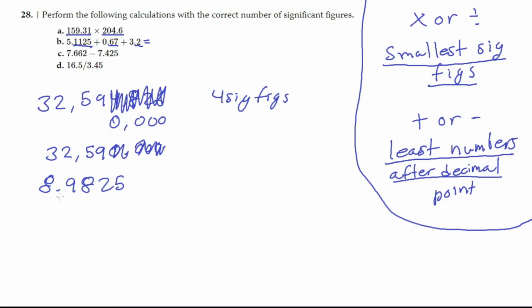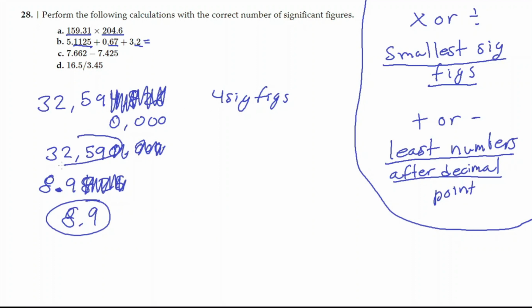So we want our answer to only have 1 number after a decimal point. The only number that should be staying here is 9. Everything past that, the 825, goes away. We don't need that. So our answer would be 8.9. That would be our final answer.